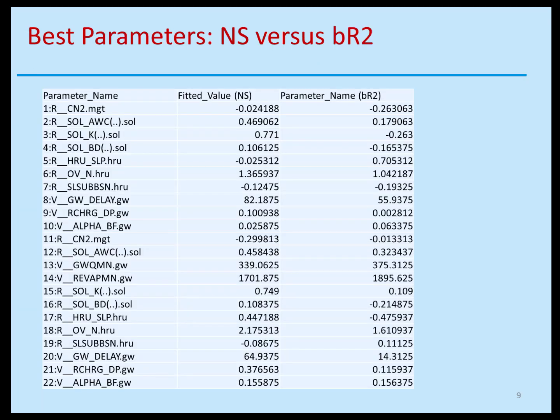Now let's look at the parameters, the most important thing when you use different objective functions. So the fitted values, if I use Nye-Sutcliffe versus BR², you see they are very different. They can be really substantially, significantly different from each other. And this is where the problem lies in the choice of objective function: if you use one objective function and you calibrate your model, you end up with a different set of parameters. The best parameters and also parameter ranges will be quite different than if you use another objective function.